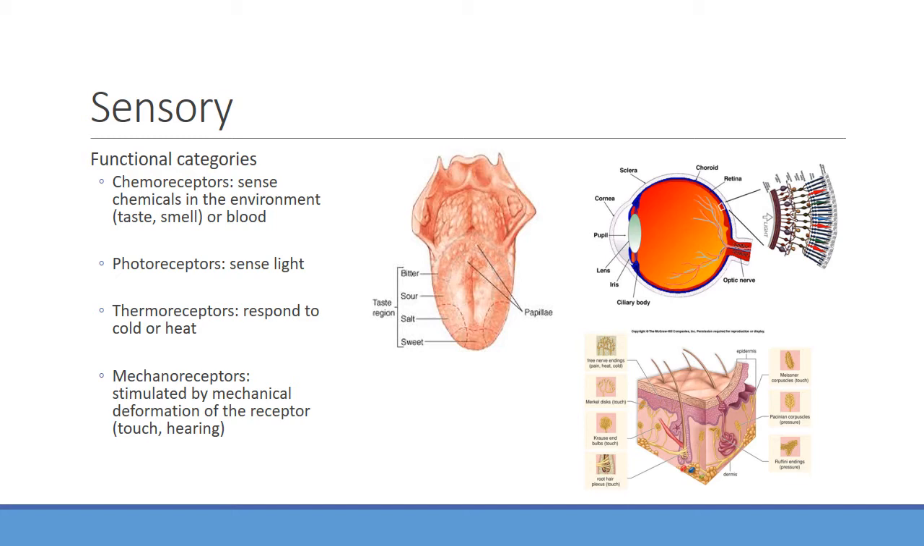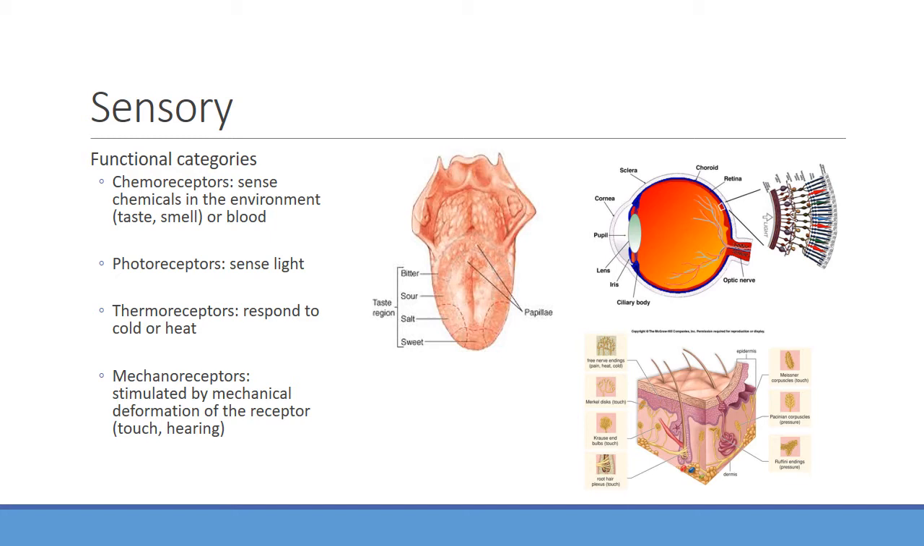Think about things like pH as well. Lots of different things can affect these chemoreceptors. You also have some chemoreceptors within the blood, and that can determine things like osmolarity, the pH of the blood, or CO2 levels. So any kind of chemicals affecting these receptors would be considered chemoreceptors. Obviously, photoreceptors. Light, yeah, absolutely.